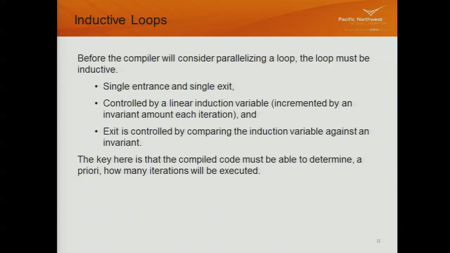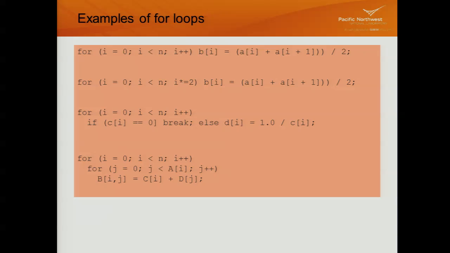It has to be controlled, so the increment has to be some linear inductive variable. Again, we have to know how the I plus plus or the I plus plus 2, or whatever it is, how that increment works, we have to be able to compute what the increment is, so that we can compute the total number of iterations.